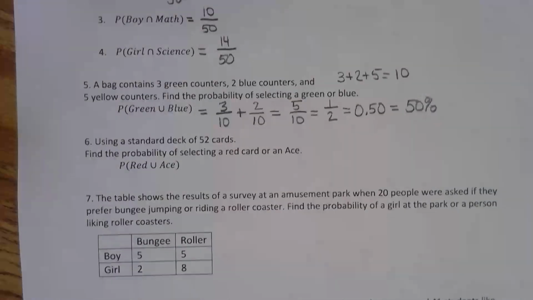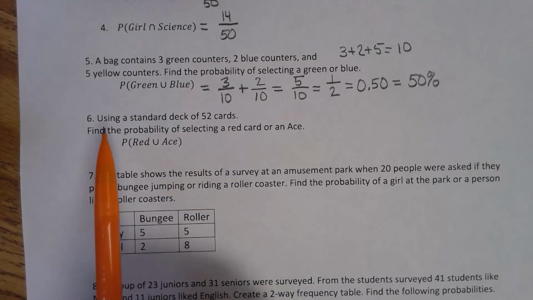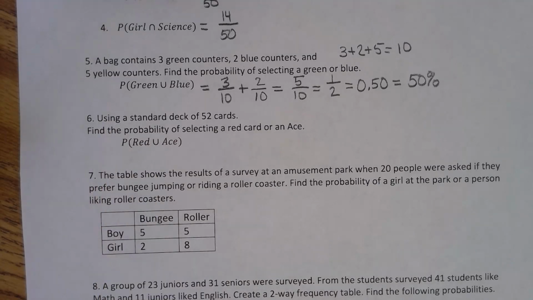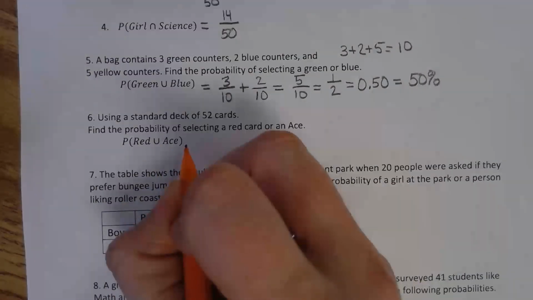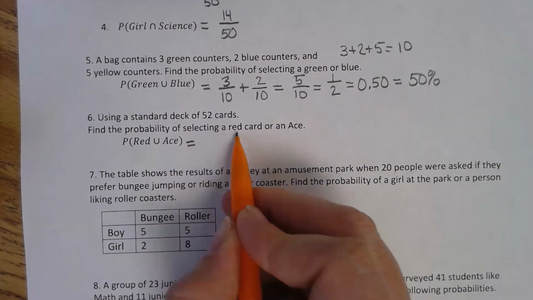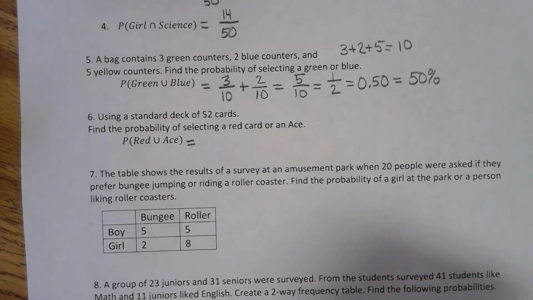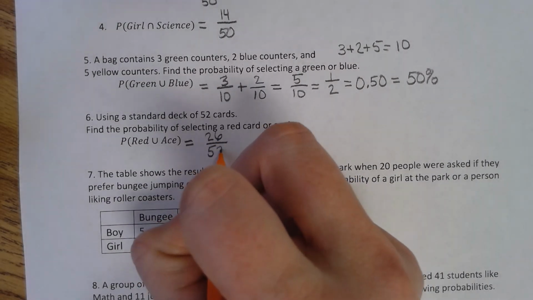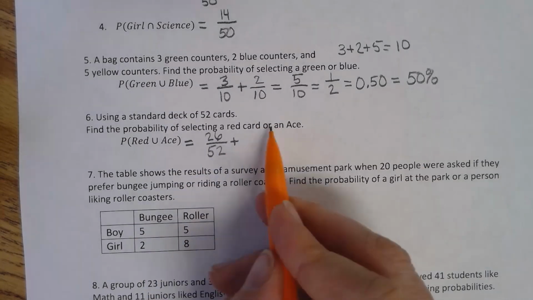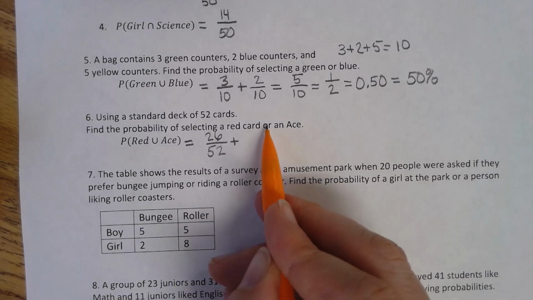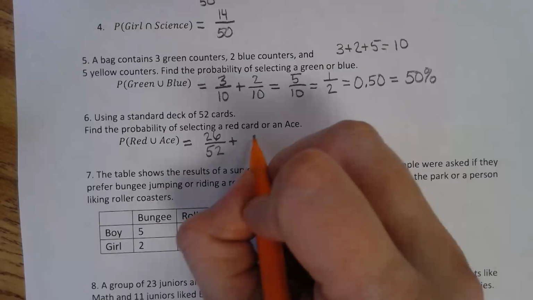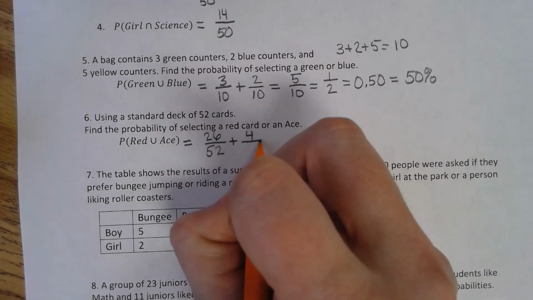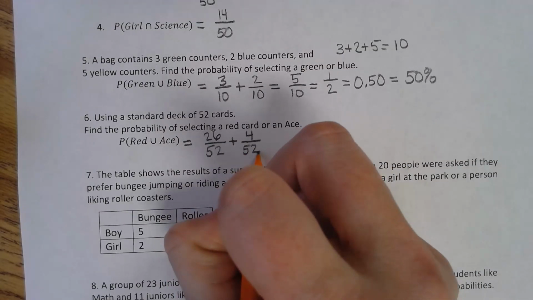Let's take a look now at this next one. Using a standard deck of 52 cards, we want to find the probability of selecting a red card or an ace. So a red card, that's half of the deck. So that's 26 out of the 52 cards. Or, so because we're finding an "or," we're adding an ace. Well, there's 4 aces in the deck of cards out of the 52.